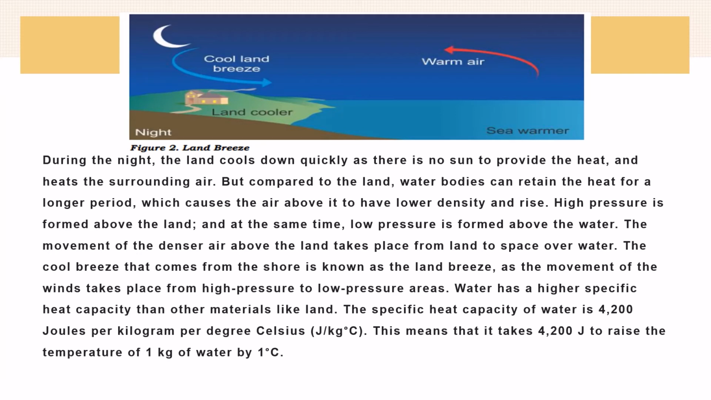The movement of the winds takes place from high pressure to low pressure areas. Water has a higher specific heat capacity than other materials like land. The specific heat capacity of water is 4,200 joules per kilogram per degree Celsius. This means that it takes 4,200 joules to raise the temperature of 1 kilogram of water by 1 degree Celsius.